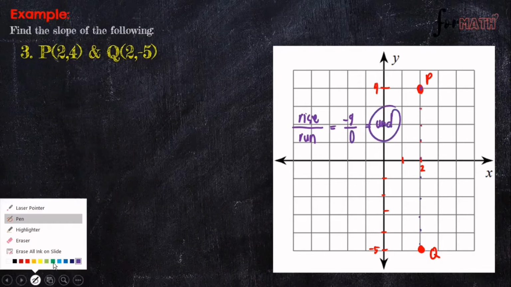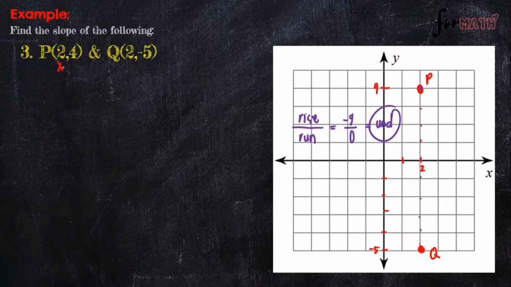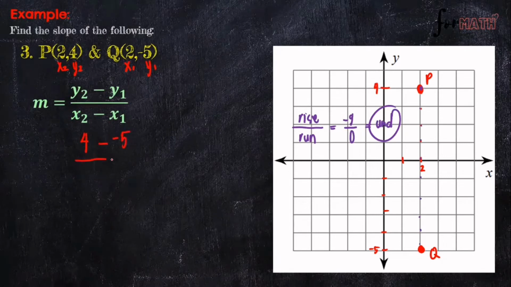Okay? So let's see using our formula. So let's say ito naman yung x sub 2, y sub 2, x sub 1, y sub 1. Okay, so we have y sub 2 is 4, and then minus y sub 1 is negative 5 all over.